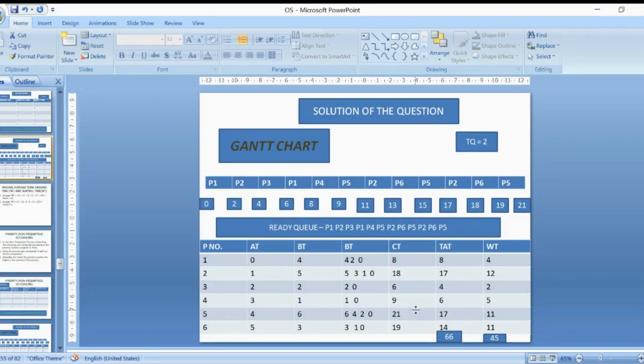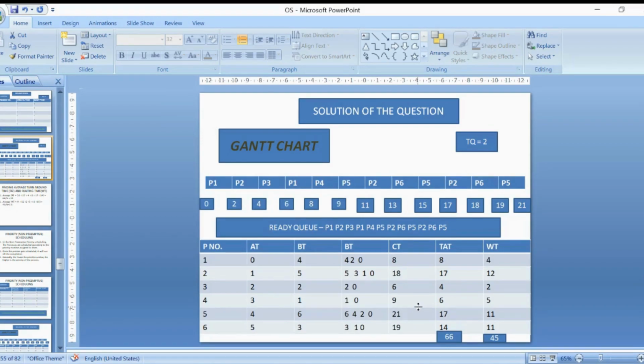Now P2 will execute its remaining 1 burst time, so the Gantt chart becomes 18. Now we are not required to write it in the ready queue since it executed all its burst time. Now P6 will execute its remaining 1 burst time, so the Gantt chart value becomes 19. Again we are not required to write it in the ready queue since it executed all its burst time. Now in the end, P5 will execute its remaining 2 burst times. So the final Gantt chart value becomes 21. And now all the processes in the ready queue have executed their full burst time.